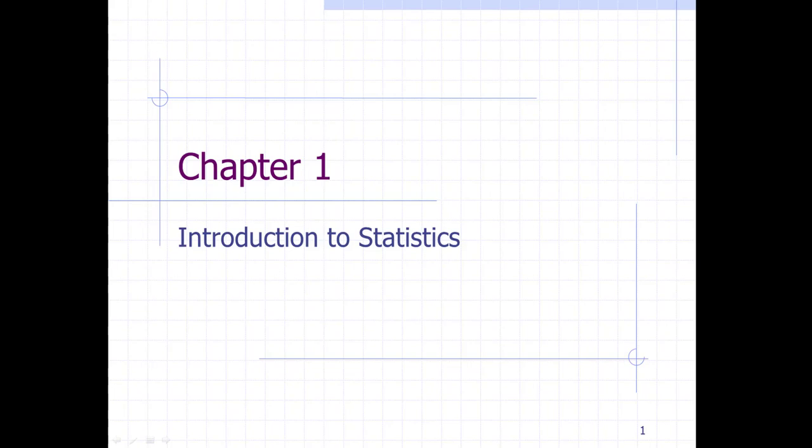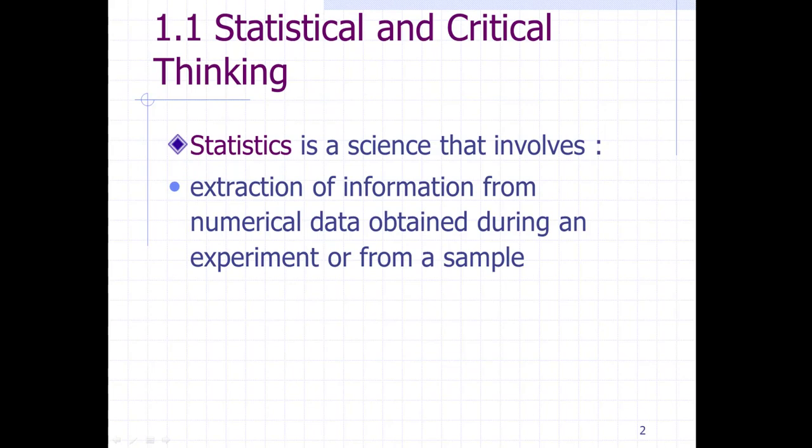So let's go ahead and get started. So statistics is a science. I know it's labeled as a math class, but it's a science. So we are going to go beyond calculations to what those calculations mean. So we're going to extract information from numerical data, and we will get that from an experiment or a sample, and we'll talk about the difference between experiments and studies in the future.